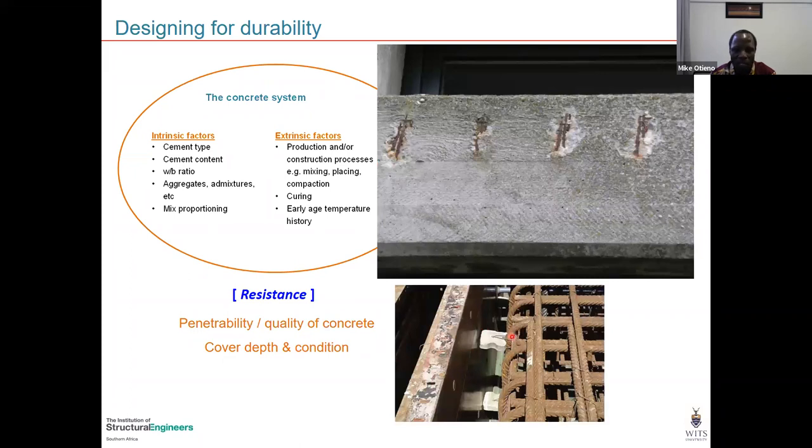Achieving the correct cover depth is very important. You can see in this picture, cover depth is almost close to nothing, really. So this is very important from a durability point of view. And you will see a lot of structures having this sign of deterioration, especially those that are affected by corrosion. So that's on the resistance side. The penetrability or the quality of the concrete is important, and also the cover depth, but not only the cover depth, but also the condition.